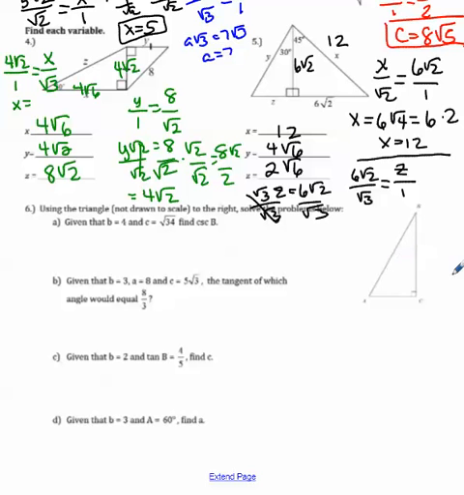Alright, problem number 6. We have a nice triangle over here, but it's kind of hard to see the letters. So this is angle A, this is angle B, and this is angle C. So they tell you that side B is 4 and side C is root 34. So you have to remember that side B is opposite of angle B. So here's angle B, A, and C. So side B is 4. And side C is root 34.